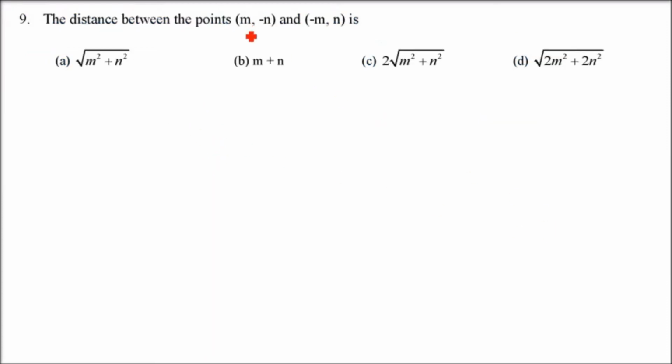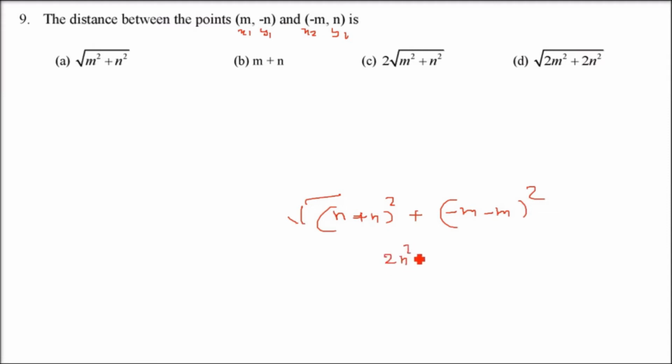The distance between the points (m, minus n) and (minus m, n). So you have to use the distance formula: the square root of (y2 minus y1) whole square plus (x2 minus x1) whole square. So this is x1, y1, and this is x2, y2. So y2 minus y1 will be n minus of minus n, that is n plus n, whole square, plus minus m minus m, that is minus 2m, whole square, and take the under root.